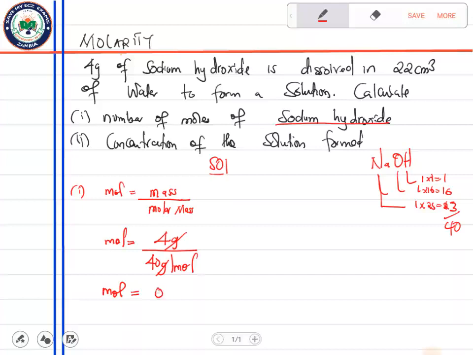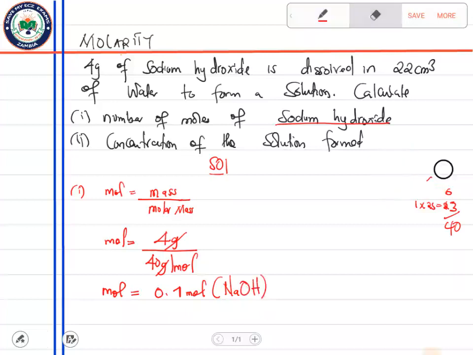So this will give us 0.1 moles of sodium hydroxide solution, or the same solid one. There's no problem. Part 2 says concentration of the solution. Sometimes they may not put concentration; they may put the word molarity. It is just the same.